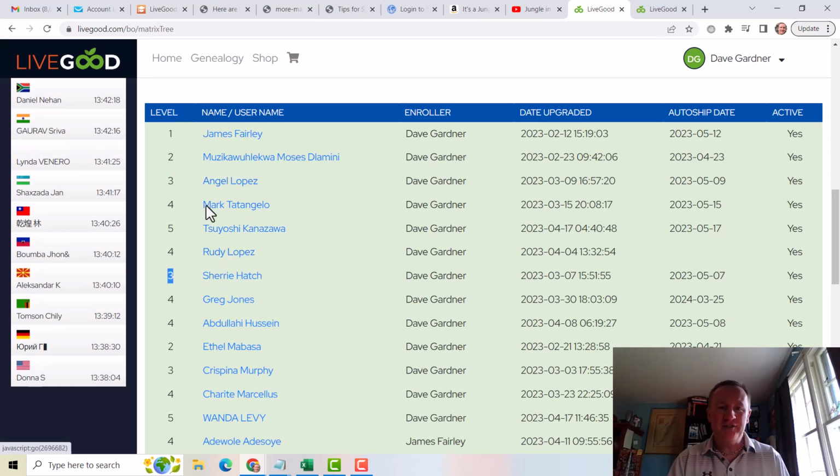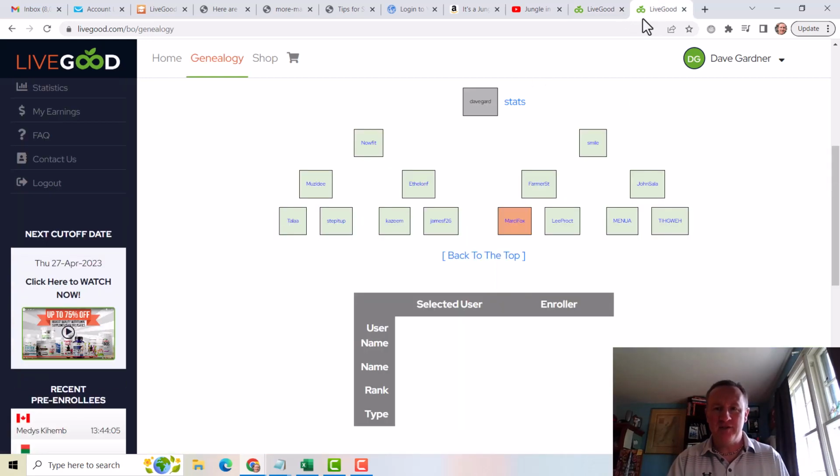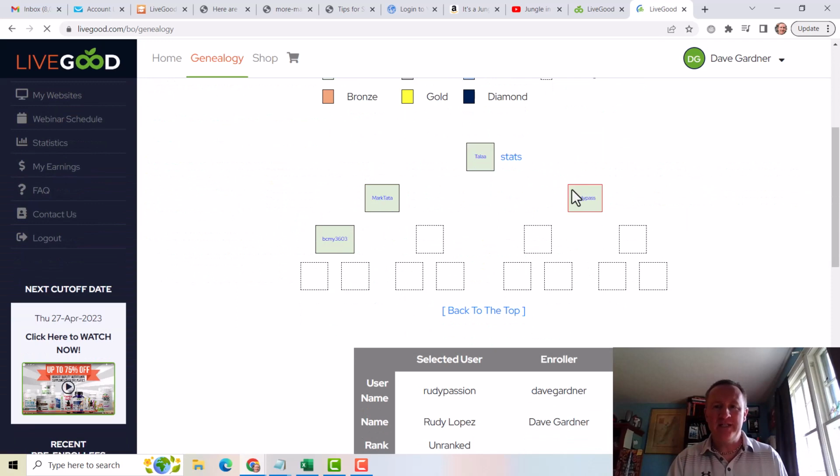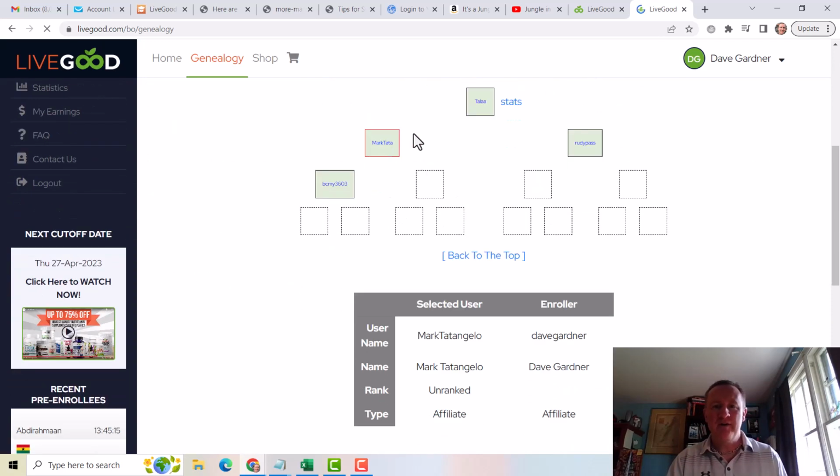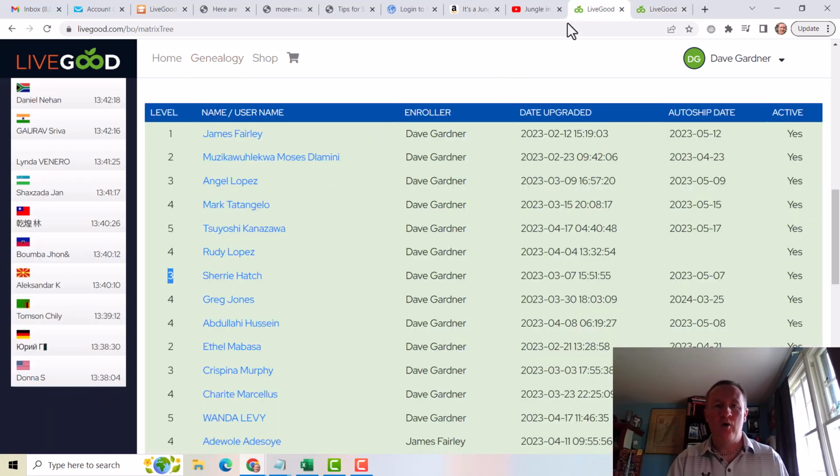But then under Angel, Angel has a 4 and a 5, Mark and Mr. Kanazawa. So if we click on Angel, what it does is Angel will go to the top, and we see Mark under Angel. Angel was on that level. We see Mark, and then we see Rudy, and then we see Kanazawa. So like I said, underneath Angel is Mark, there's Rudy, and then there's Kanazawa. This one goes in order of following one leg, and then it comes back again, and then it follows another leg, and then it continues to follow through.